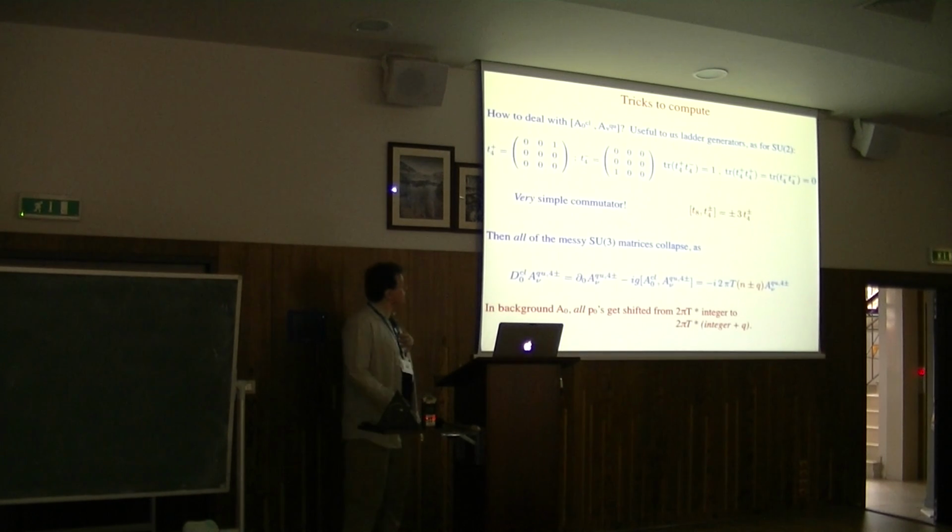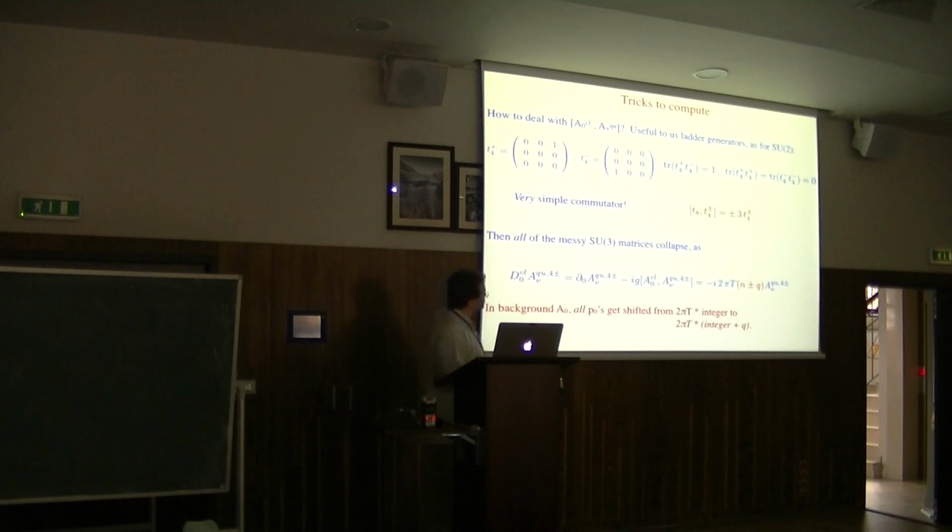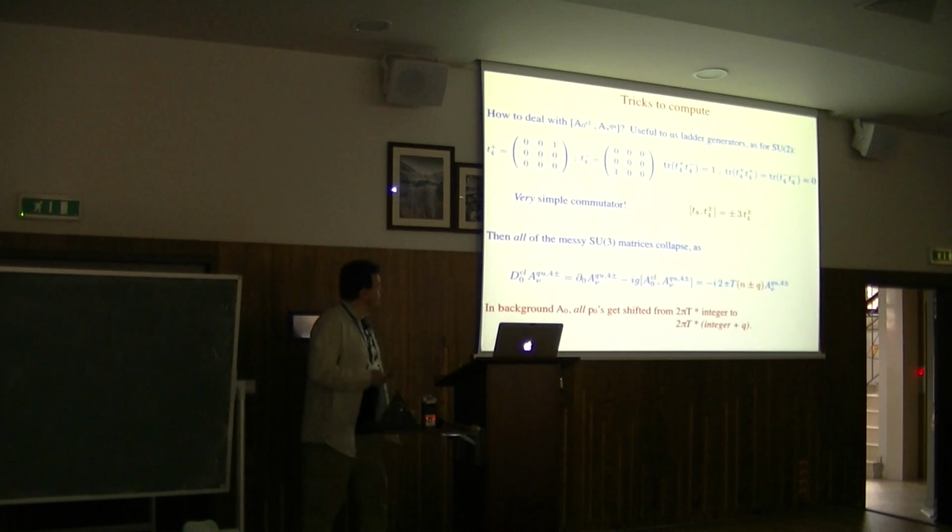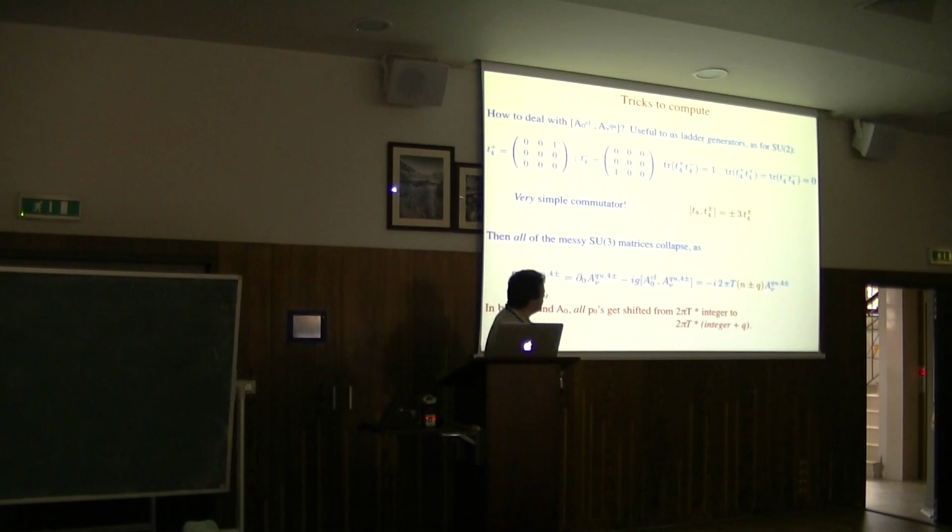And the answer is, I use a ladder generator analogous to those for SU2. These are two of the ladder generators. There's another one where this is one, or one here. They're nice because the square of any ladder generator is zero, and the only thing that's not zero in the trace is between the plus ladder generator and the minus. It's also nice because the commutator, and you can sit down and work this out, it's really trivial. The commutator between one of these ladder generators and this particular diagonal matrix gives you back the ladder generator.